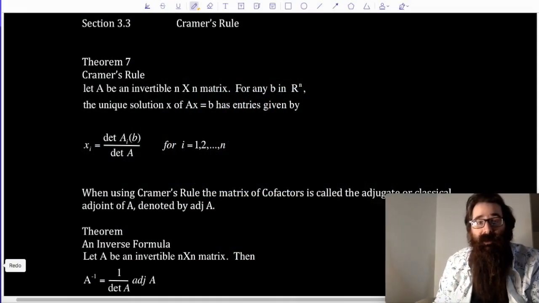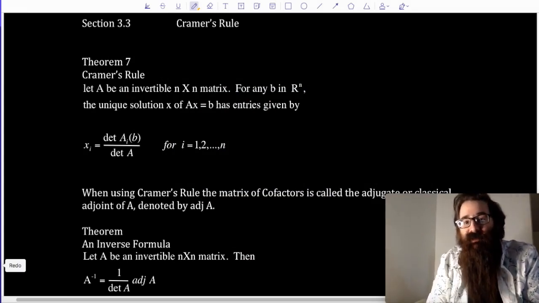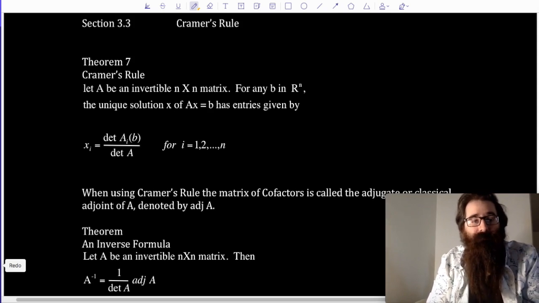Okay, today we're going to take a look at Cramer's Rule, which is a very cool way to use determinants to solve a system if that system has a unique solution. So this won't work for infinitely many solutions, and won't work certainly if the system is inconsistent. So with Cramer's Rule, we have the following.